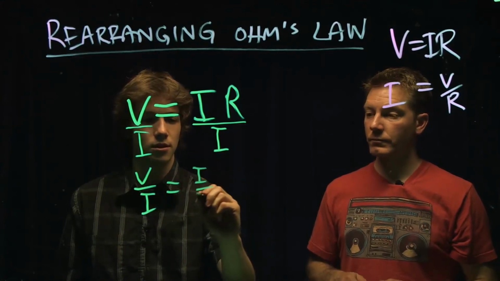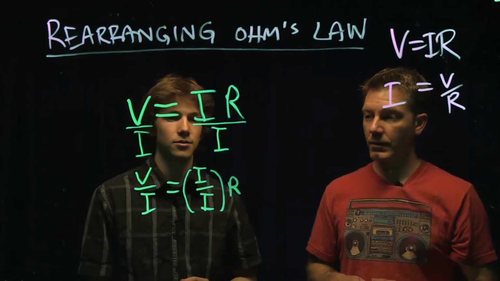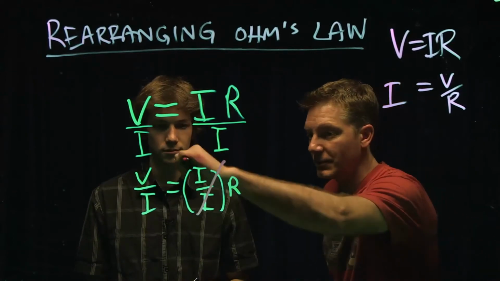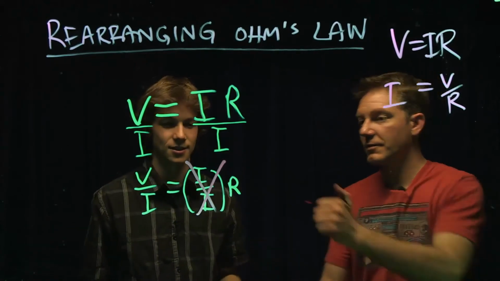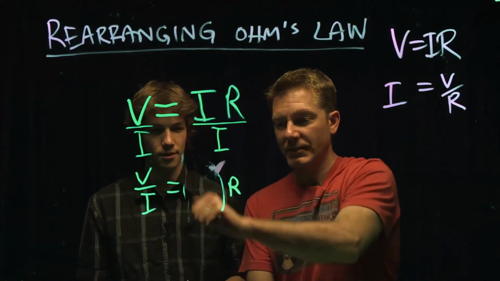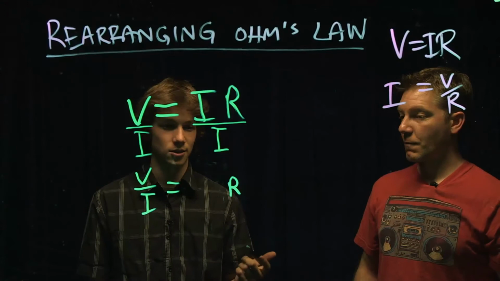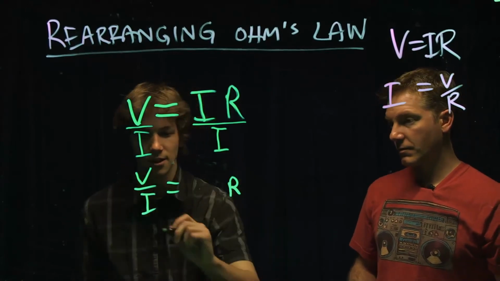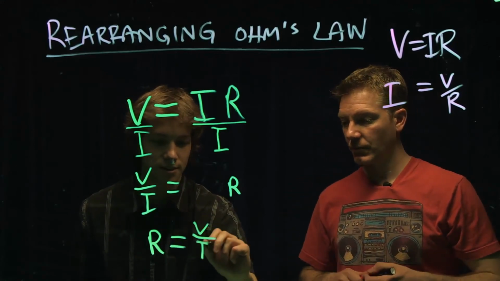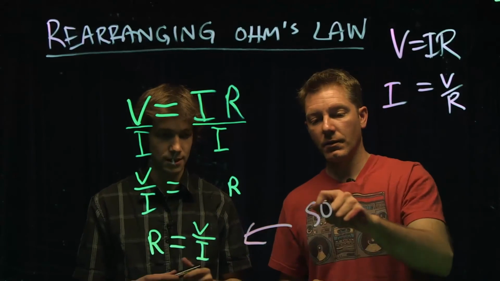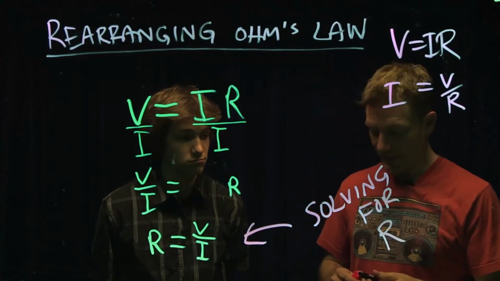So if we rearrange this to better define what's going on, we've got I divided by I times R. I divided by I, that's 1, and 1 times R is R. And then all that's left to do is to switch them around. R can go on the left side, V over I on the right side. And that's called solving for R. It's that simple.